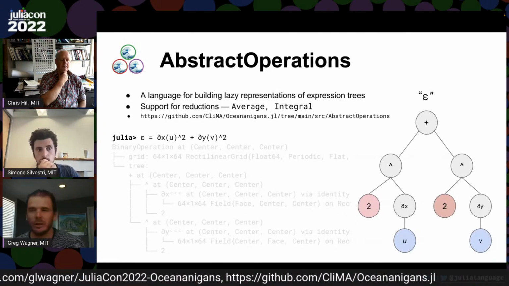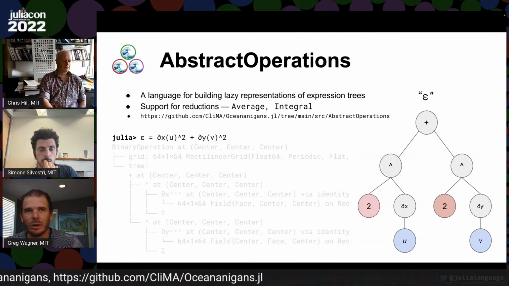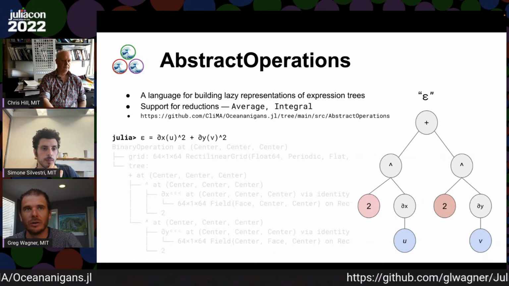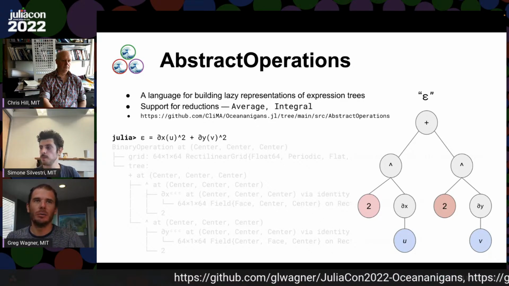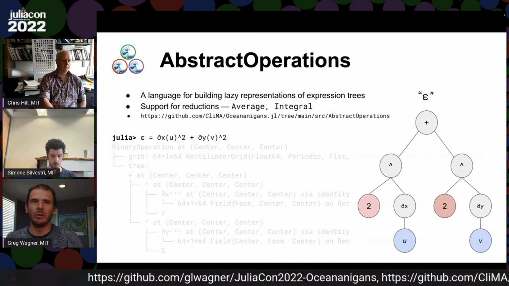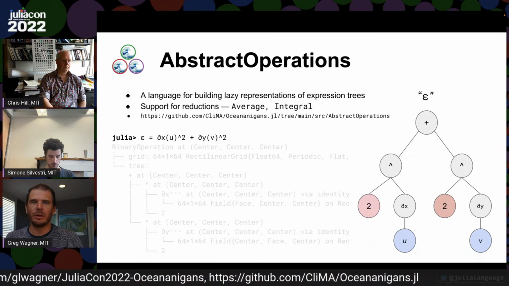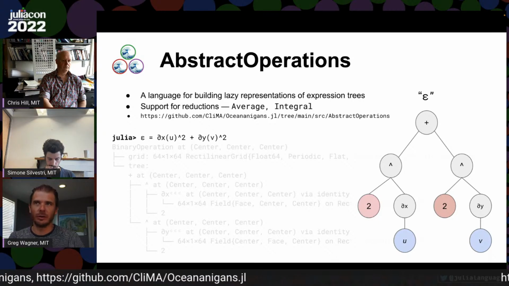Okay, so in addition to that low-level interface for building expression trees, we also have a high-level interface for building expression trees that's user-facing that we call abstract operations. And I think you could think of this as a language for building lazy representations of these expression trees.